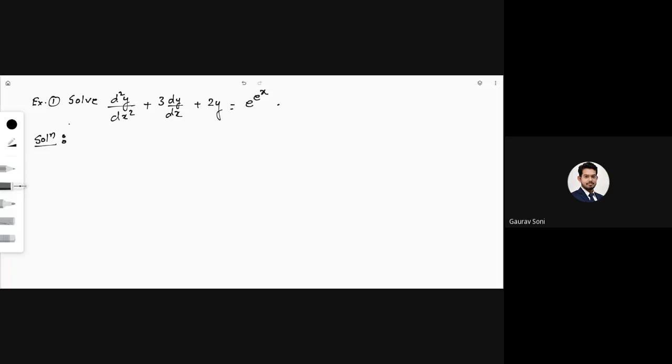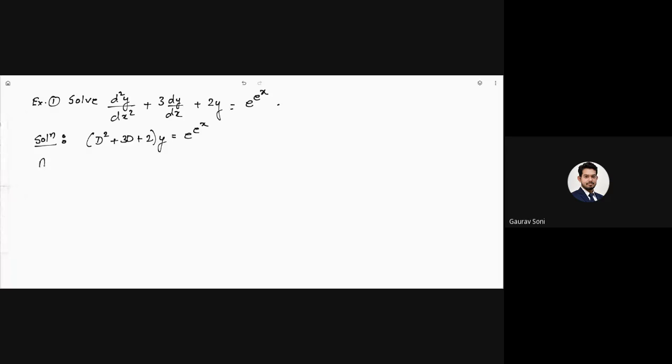First you have to identify whether it is homogeneous or non-homogeneous. I can clearly see that it is a non-homogeneous differential equation. So I will have to find yc as well as yp. This differential equation can be written as (D square plus 3D plus 2) y is equal to e to the power x. So first of all, we will find yc.